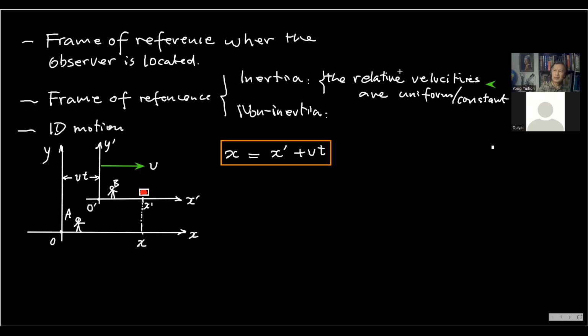So this is VT. This is x prime. Therefore, x prime plus VT is equal to x. Do you agree? So that is Galileo. This is a simple relation when we study the motion of an object. And this is called the Galilean relativity.